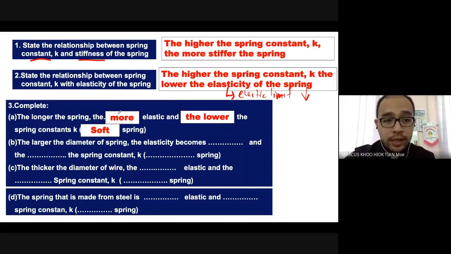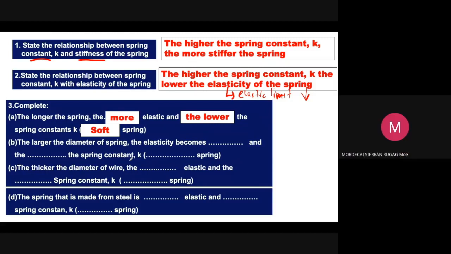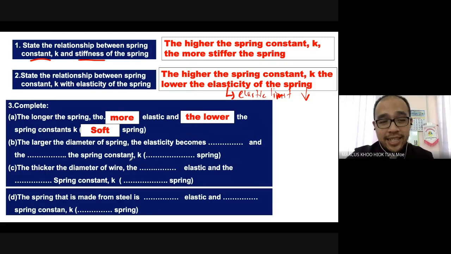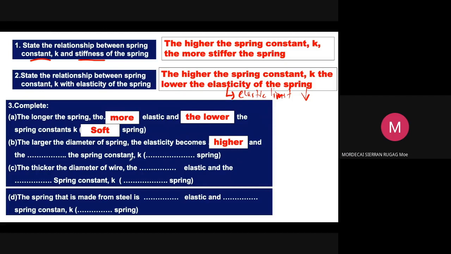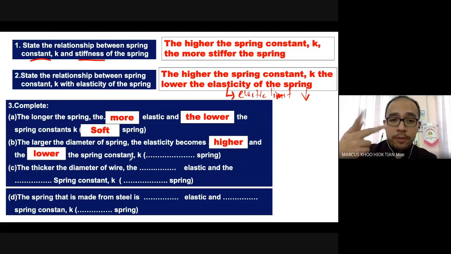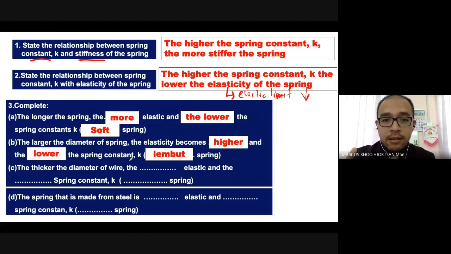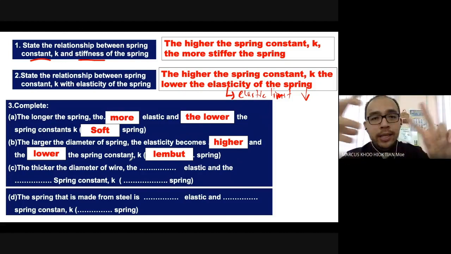Okay, not so stiff. Second, the larger the diameter of the spring, the elasticity becomes higher, and the spring constant lower. This is what students always get wrong. Remember that it is reversed. So this is a soft spring. Okay, so a soft spring is long and the diameter is big.